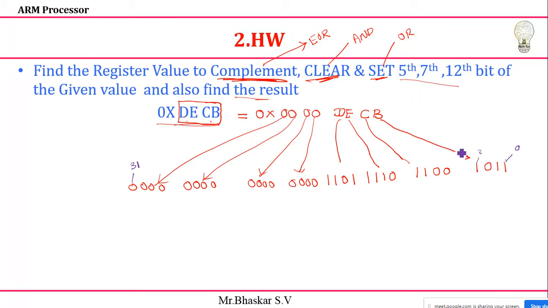So what they are telling, 5th bit, you will just identify: 0, 1, 2, 3, 4, 5. This is my 5th bit. Next 6th, 7. This is my 7th bit. This is the 5th bit, 7th bit. Next 8, 9, 10, 11, 12. This is my 12th bit. Once you identify the 5th, 7th, and 12th bits, next, first I'll go for the normal process to clear.